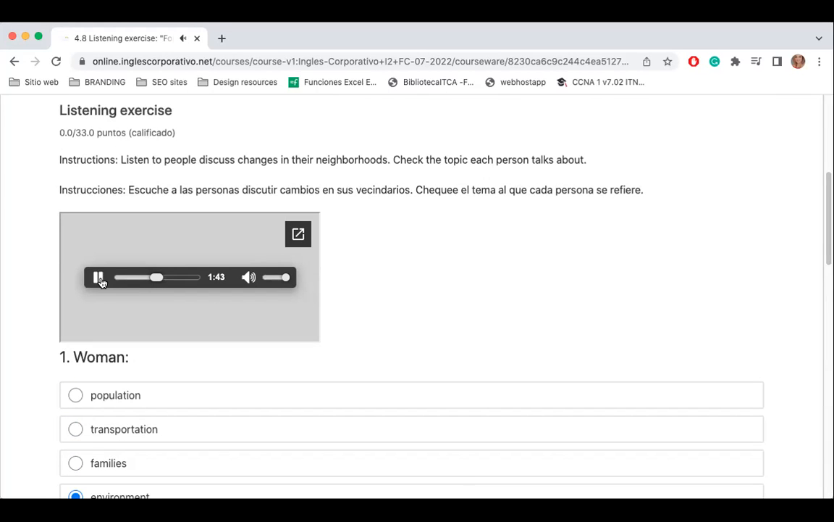Page 60, exercise 5, part B. Listen again. Write down the change and if things are better or worse now. Ah, okay. Va a hablar de las mismas situaciones y que veamos si las situaciones cambiaron o si están peor. 1. How long have you been living here? Oh, for over 20 years. And have you noticed a lot of changes during that time? Oh, yes, quite a few.